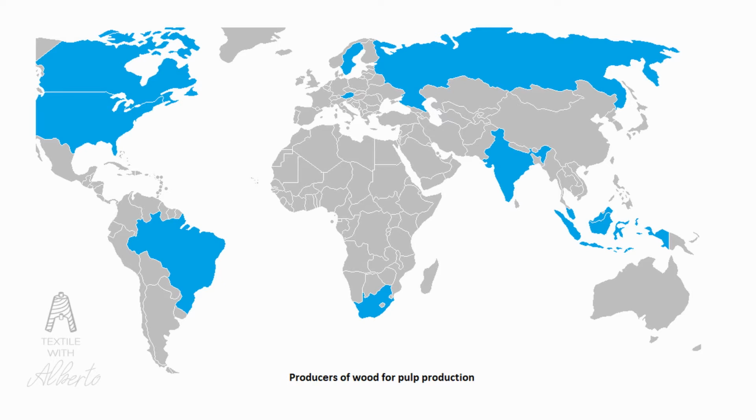There are two types of producers. The wood for pulp production, and in this case we can see that North America, Canada, Russia, Brazil and India, South Africa and Indonesia are leading with the wood for pulp production.